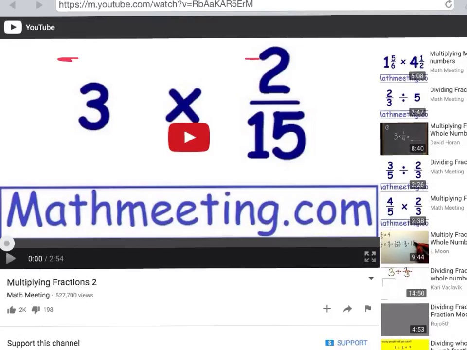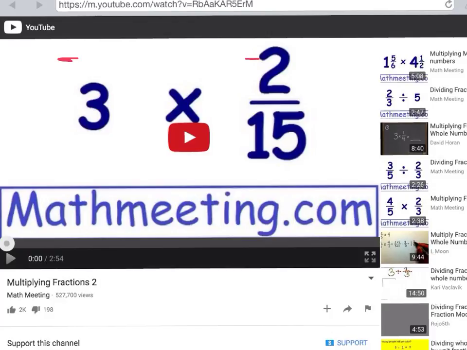So let's say we have 3 being multiplied by 2/15. So many people get confused when they see a whole number being multiplied by a fraction, but we actually are still multiplying 2 fractions together, because 3 is exactly the same as 3/1. If you divide anything by 1, it never changes, so we actually are still multiplying 2 fractions together. The first thing I'm going to do is multiply our numerators together. 3 times 2, which is just 6. And now I'm going to multiply our denominators together. 1 times 15, which is just 15.